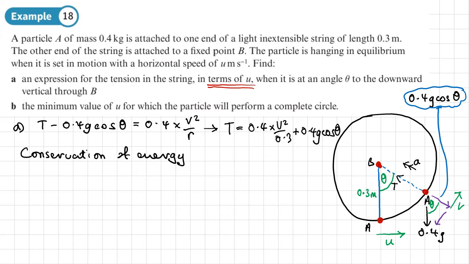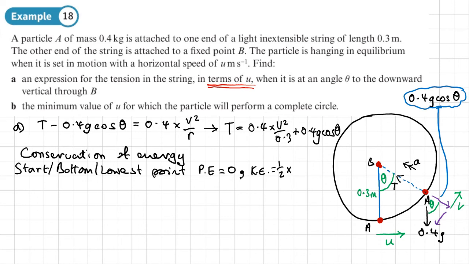So we'll start at the bottom, at the start here. So I'll put start, you can put bottom if you want to, or lowest point. And we're going to have zero potential energy, as we said before. So PE equals 0. And the kinetic energy is going to be half mv squared, or u squared in this case. So half times 0.4 times u squared, and we'll simplify that as 0.2 u squared. So now the total energy at this point here, where it's at an angle of theta. So I'll just put end or finish, or when it's at the angle of theta. Just make it clear which point you're talking about.